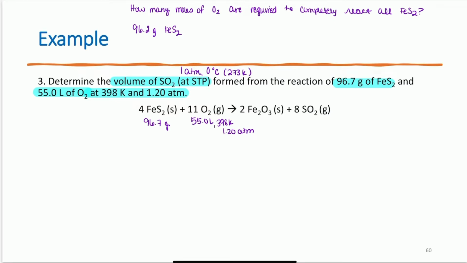How am I going to go about that? Well, convert through. See what it tells you. I'm going to go to moles since I'm going to find moles from the ideal gas law. You can also go to grams if you want to, but how much is actually required? So I want a number of moles of O2 to react all 96.2 grams of FeS2.